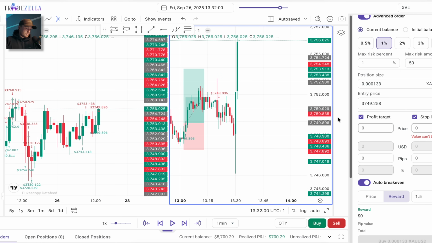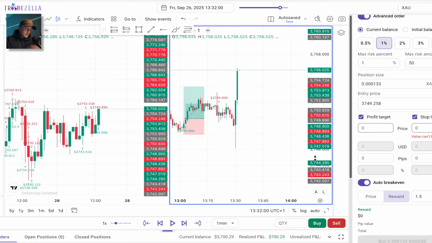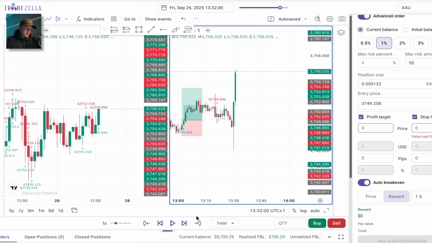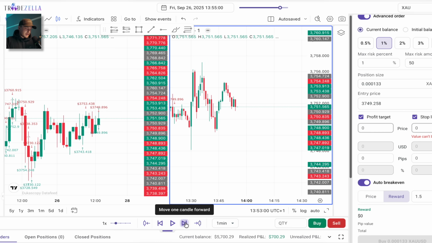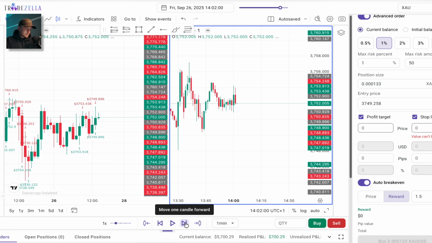There's the news. So again, I don't actually look at that while backtesting, but I wouldn't be trading live markets there just because of news. I wait for price to settle back down. And then we closed bullish.